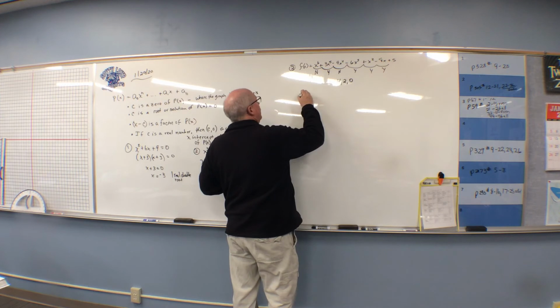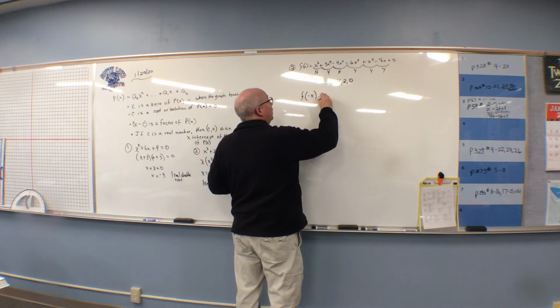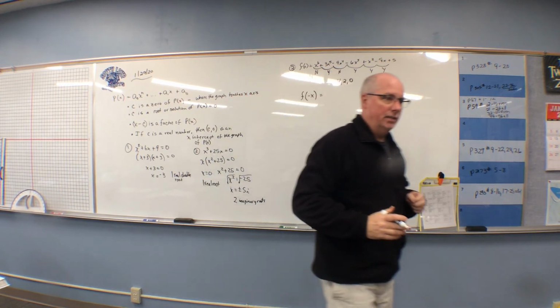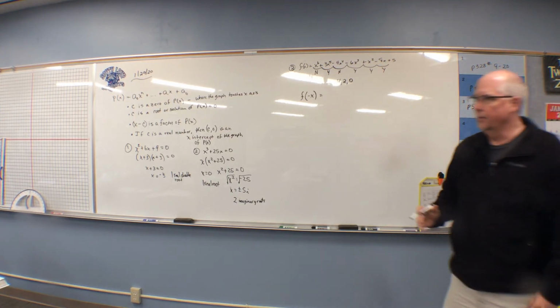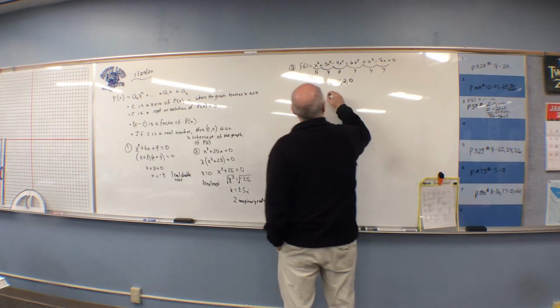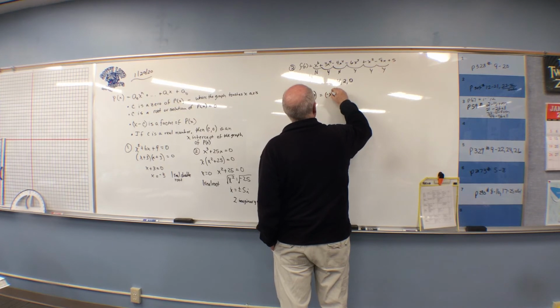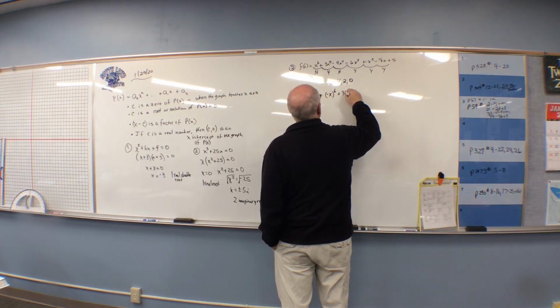Now we find f of negative x. We're looking for the number of negative roots. So for every x, I substitute in a negative x.